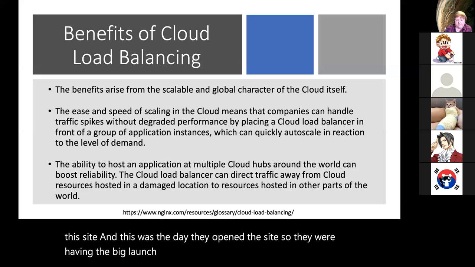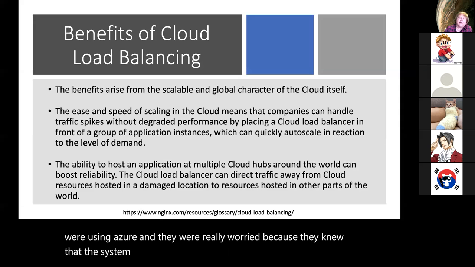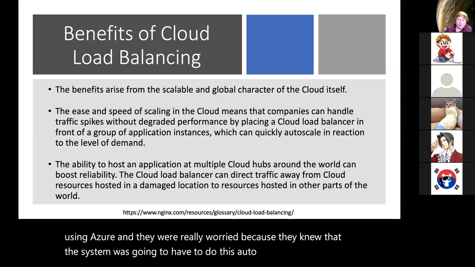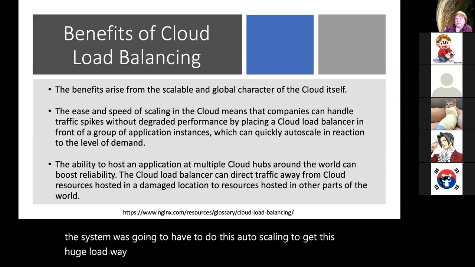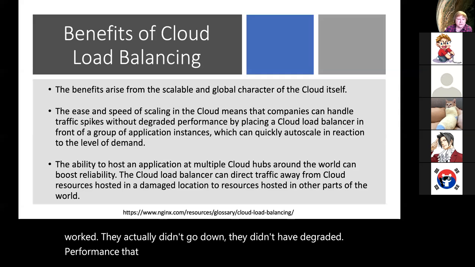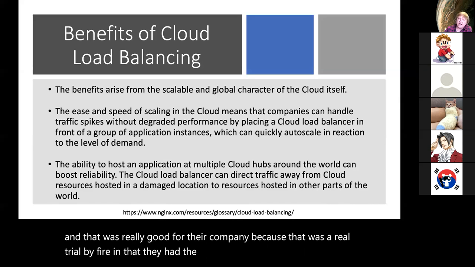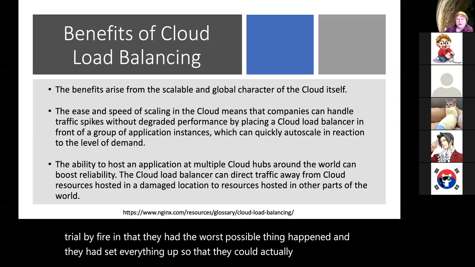and they had it in the cloud. Actually, they were using Azure, and they were really worried because they knew that the system was going to have to do this auto scaling to get this huge load, way bigger than they would anticipate for a normal day. And it worked. They actually didn't go down. They didn't have performance that degraded to a point where it was unacceptable. And that was really good for their company, because that was a real trial by fire, in that they had the worst possible thing happen, and they had set everything up so that they could actually handle that. So it is possible to do that.